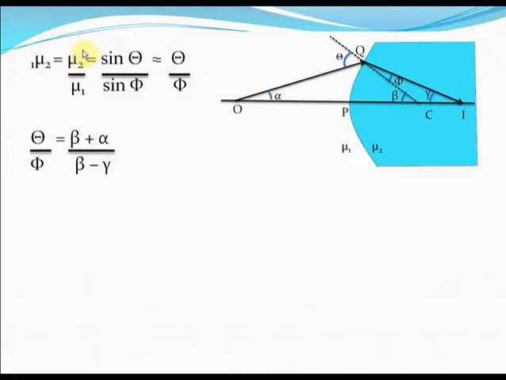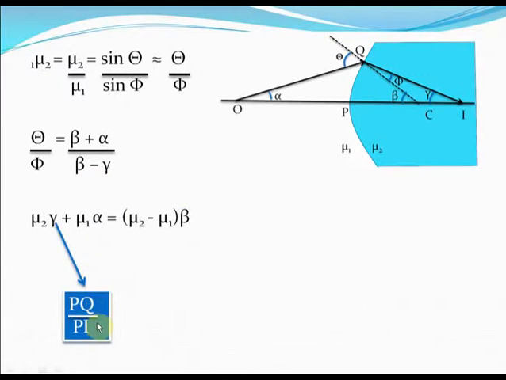So if you put mu2 by mu1 equal to beta plus alpha divided by beta minus gamma, this is what you get here. Now gamma here is PQ by PI, because as we've already concluded, the angles alpha, beta and gamma are also very small. Alpha plus beta is equal to theta. Clearly alpha and beta too must be very small. So similarly gamma is also very small.